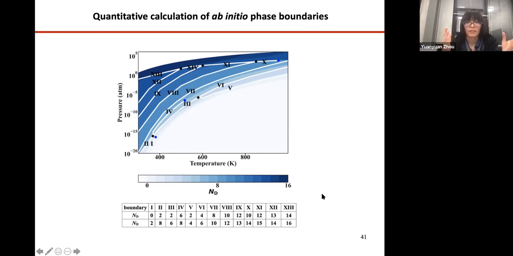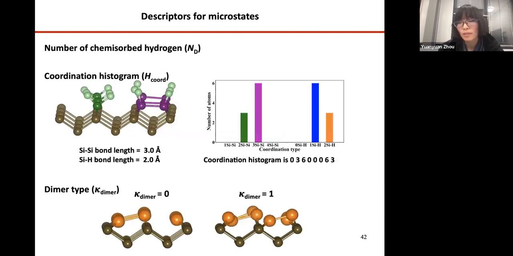And now we have the phase boundaries, and the regions separated by the phase boundaries are the single phase stability regions. We want to get more information about the structure of each stability region. Besides the number of chemical criteria, we also define two different structure descriptors: one is the coordination histogram, the other is the dimer type.